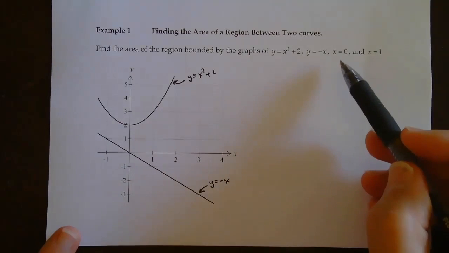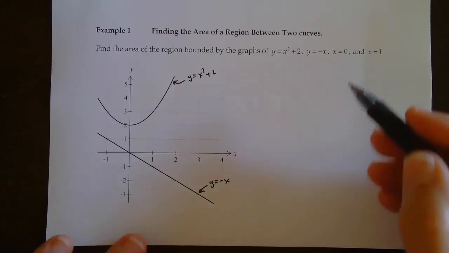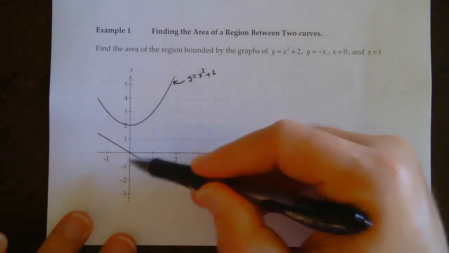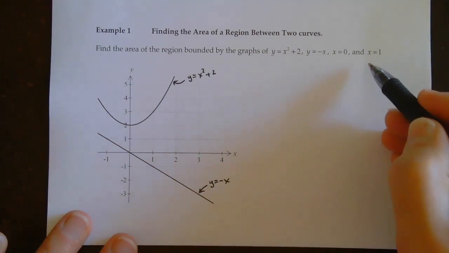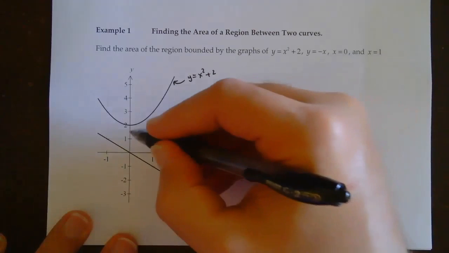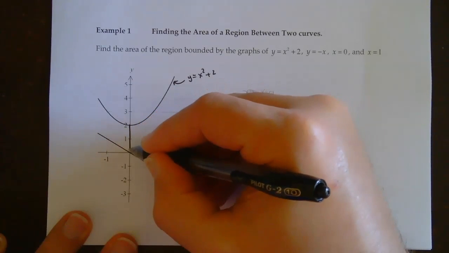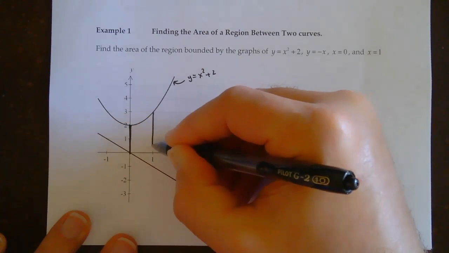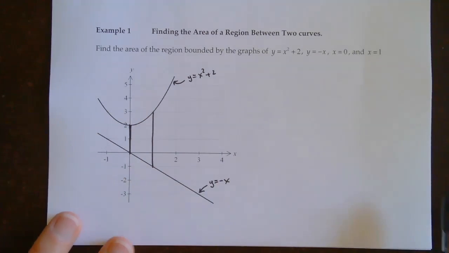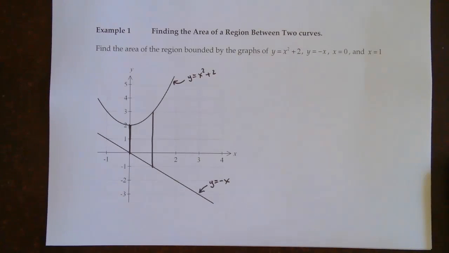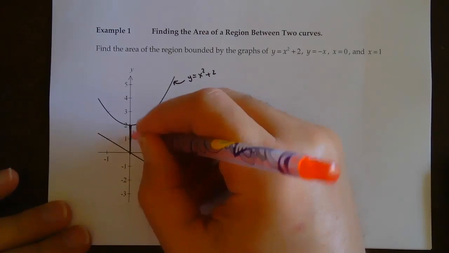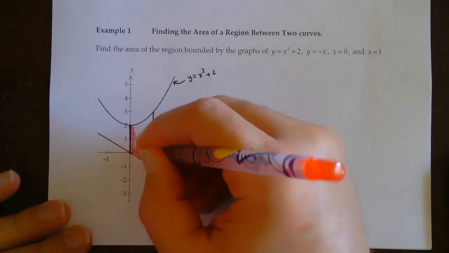X equals 0, and that would be this line right here. It'd be the x equals 0 is the y-axis, and x equals 1, so that would be right here to right here. And I'm going to get a colored pencil, and I'm going to color in the region that we're talking about, because this is the region we're talking about.